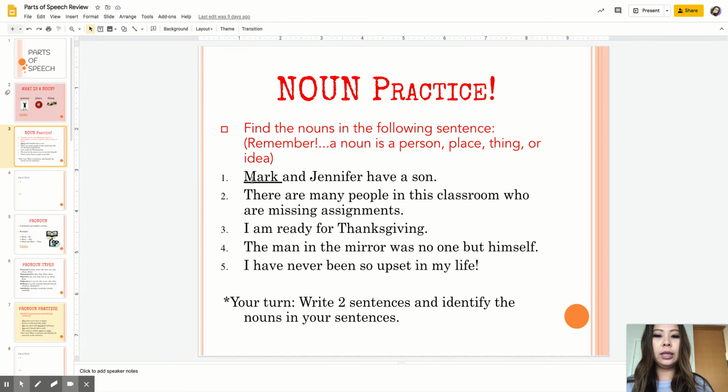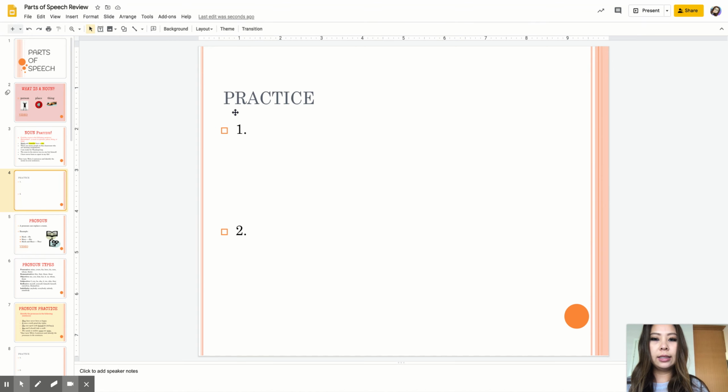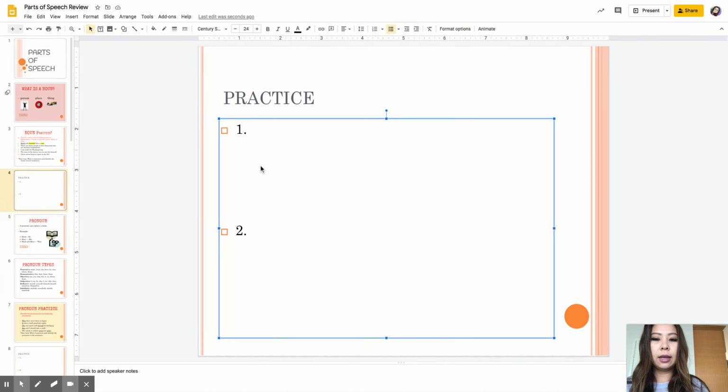In class, I'm going to read these to you and you're going to basically underline or highlight which words are nouns. So here's this: Mark and Jennifer have a son. So Mark is a noun, Jennifer is a noun, and son is a noun. So I would need to highlight those. Okay, so you would do it for this one, and this one, and this one, and this one. For the next slide, you're going to write your 2 sample sentences that has a noun in it, and you're going to highlight the words that are nouns.